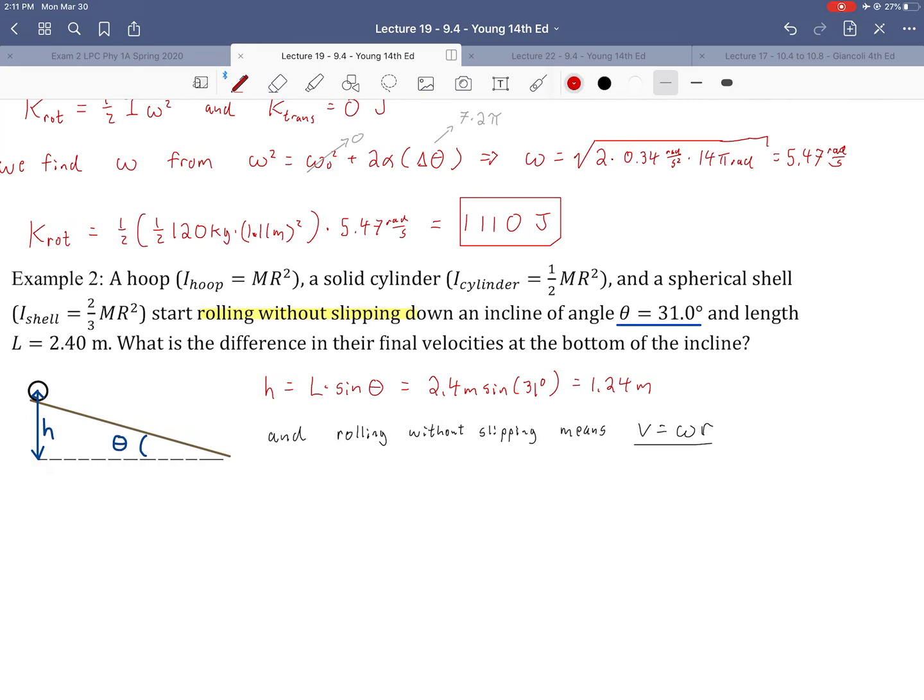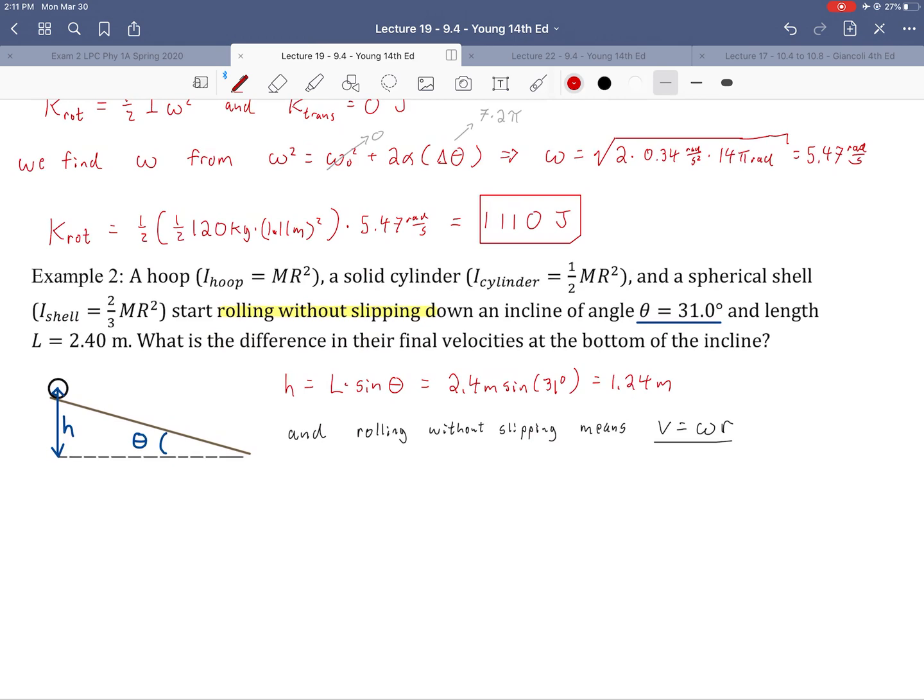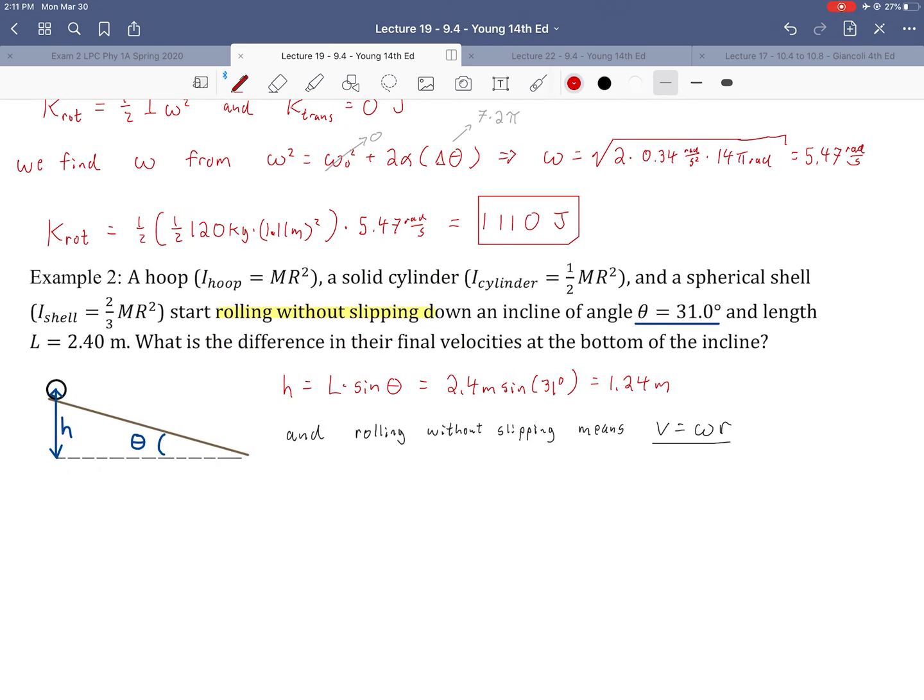So we can go ahead and actually just jump right into using conservation of energy. I'm just going to show the three cases for our three different objects. So we have our hoop, cylinder, and shell. Let's write them each on their own line. So hoop, cylinder, and shell. Shell is short for spherical shell. Okay.